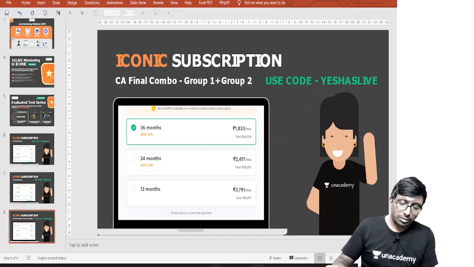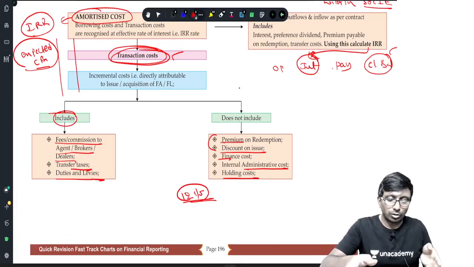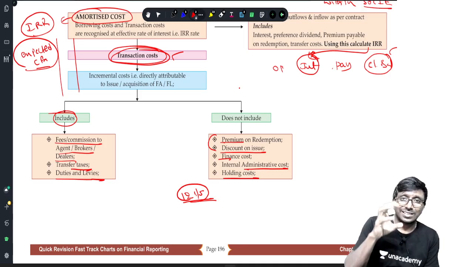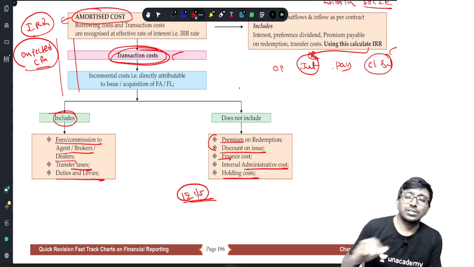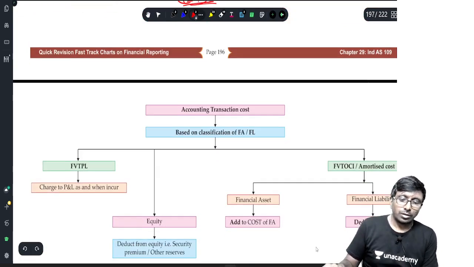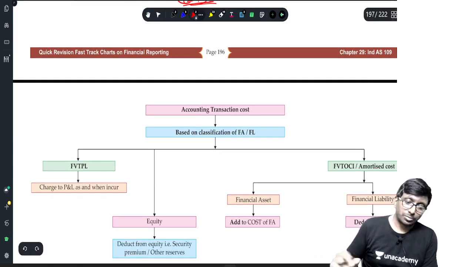Let us get into our subject. We have completed up to transaction cost in our first session of 1 hour 15 minutes. Let us try to complete the remaining parts of the financial instrument standard.